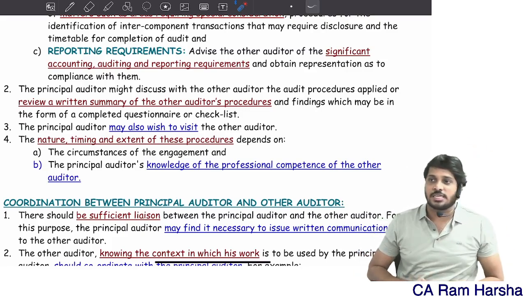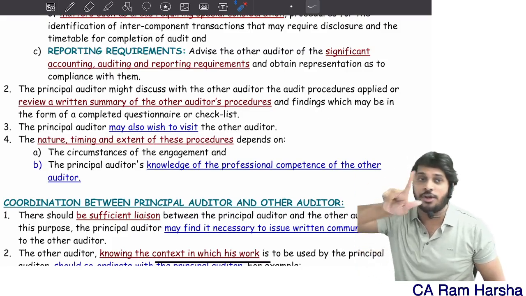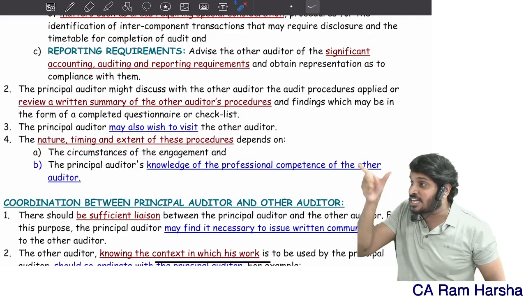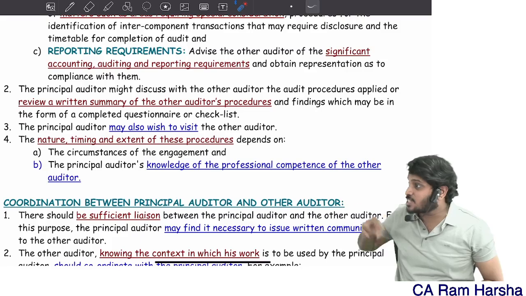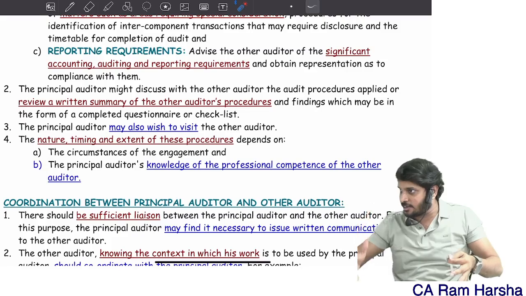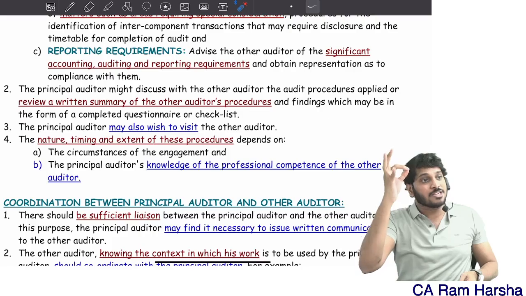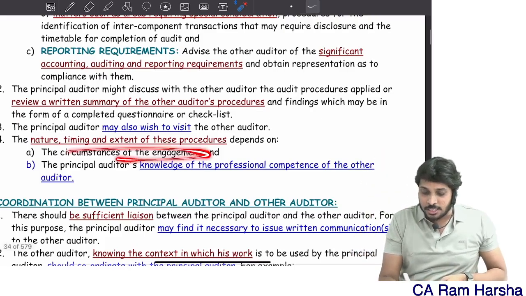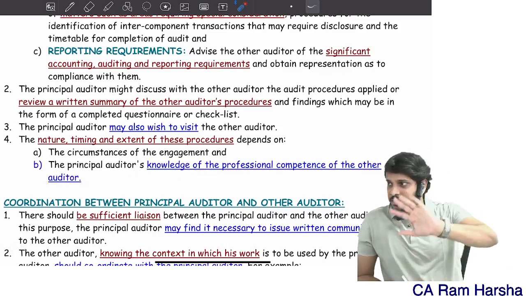Principal auditor's procedures. The principal auditor should, at the planning stage, tell the other auditor how his work is going to be used, tell him what the special areas to be focused on are, and tell him what the reporting requirements are. Discuss with him, visit the other auditor. To what extent, in what way, how many times you do this depends upon the principal auditor's knowledge of the circumstances, knowledge and competence of the auditors. Simple.